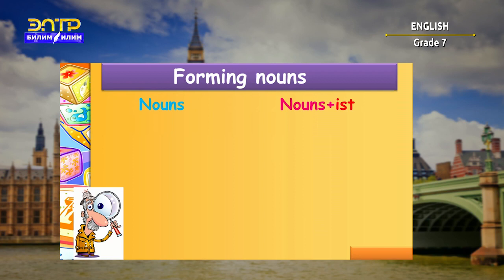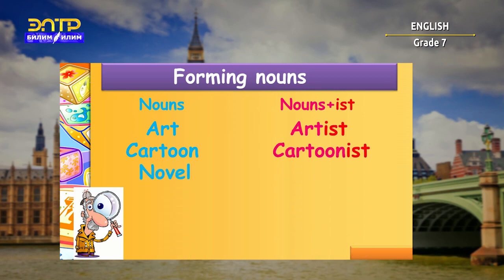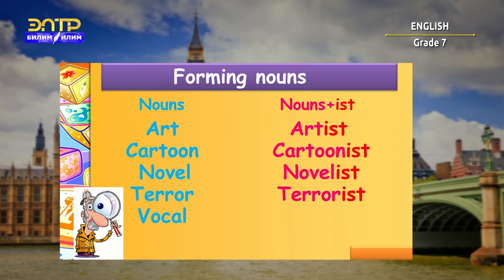The suffix -ist creates a noun that means a person or thing that is connected to something very specific. When a person is a part of something, it is usually connected with ideology, politics, religion, playing a certain instrument or operating some kind of machinery. Something very specific like art, artist, cartoon, cartoonist, novel, novelist, terror, terrorist, vocal, vocalist, violin, violinist.